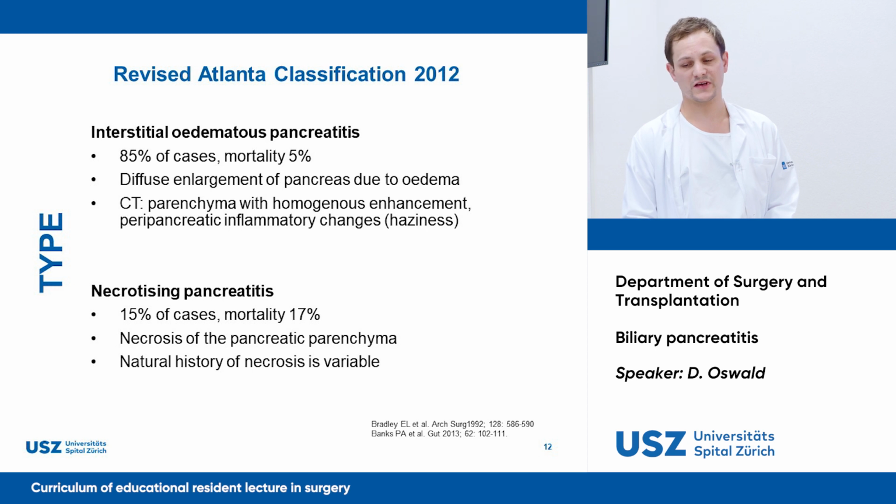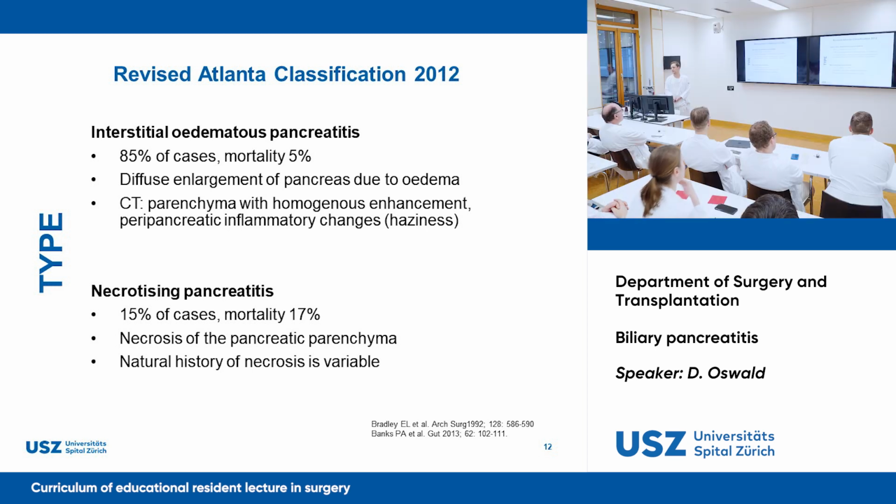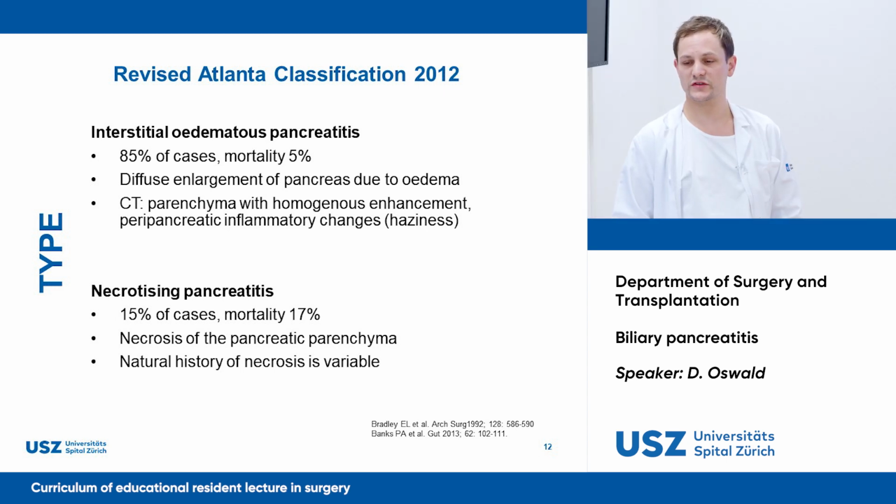The second type is the necrotizing pancreatitis. It is only 15% of the cases, but with a much higher overall mortality of 17%. There is typically necrosis of the pancreatic parenchyma, and the natural history of this necrosis is very variable. It can remain solid, it can liquefy, it can remain sterile, or it can become infected, it can persist or disappear.